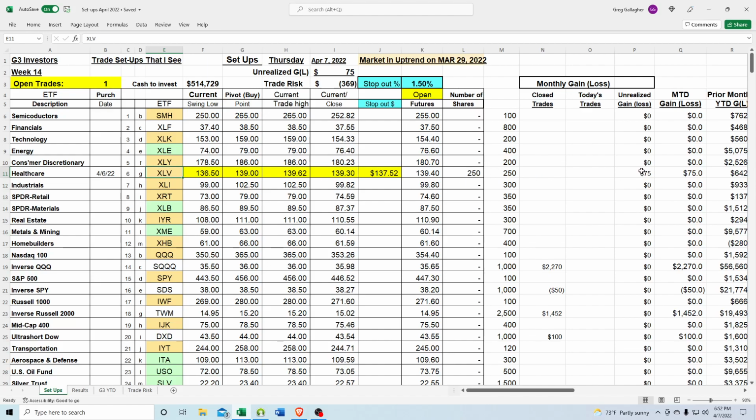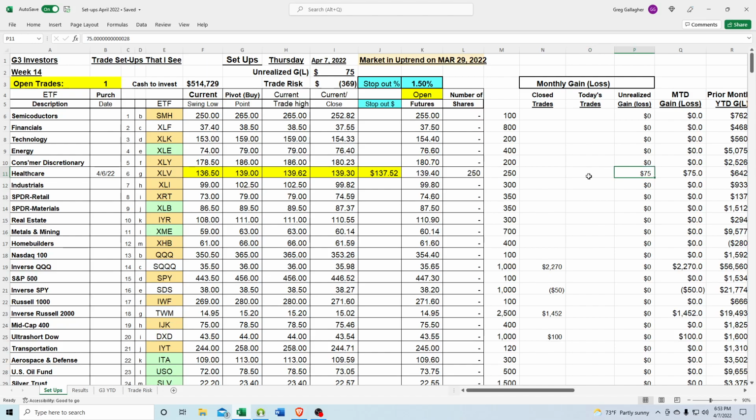We had an unrealized gain of $75. So what I do here is, the swing low is the last time, the bottom of where I got stopped out when I traded this the last time, or where I think the bottom is from a swing trading standpoint. And then that's the buy point or the pivot point. So that's what we bought. We bought 250 shares at $139.